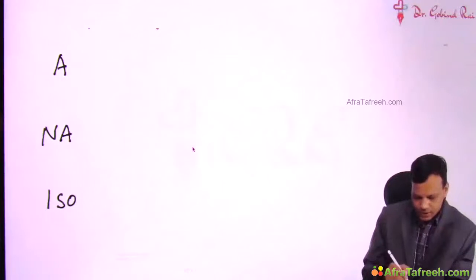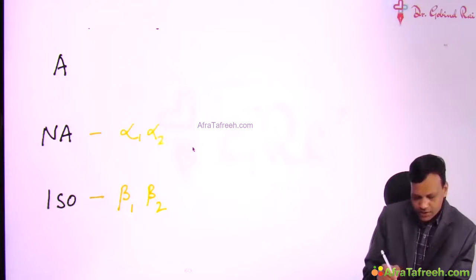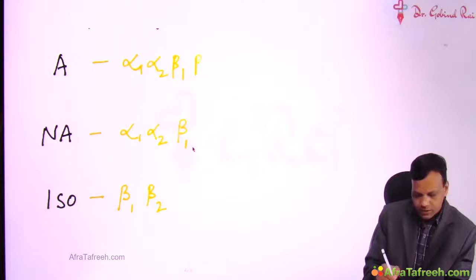Isoprenaline acts on beta 1 and beta 2. Noradrenaline, not all, as we discussed, acts on alpha 1, alpha 2, beta 1. And adrenaline, A for all, means alpha 1, alpha 2, beta 1, beta 2.